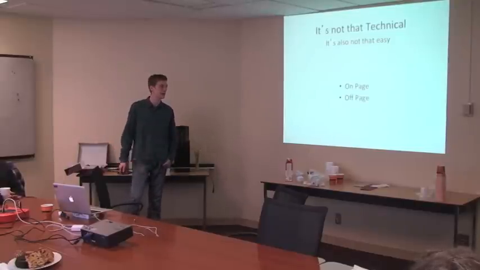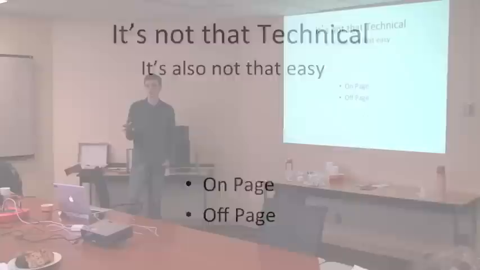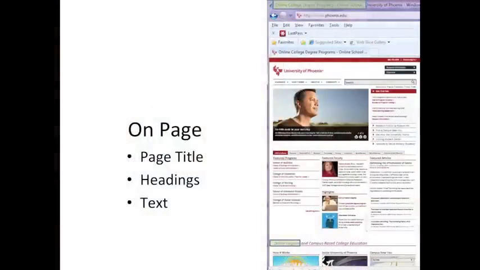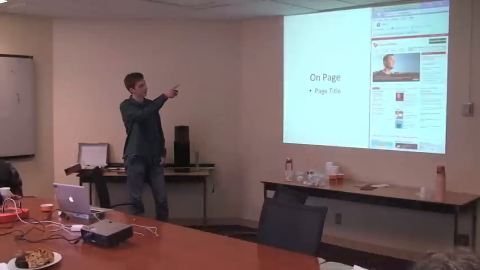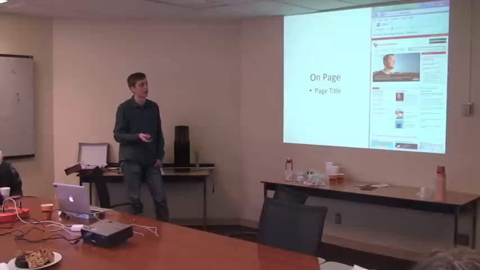And there's two main types of search engine optimization. One is on page, so your actual website, and the other one is off of your page. The on-page stuff that you can do, this is your most important one right up here at the top. That's your page title. So I'm using University of Phoenix as an example. They're the #1 online education source. So they are doing this, and they're doing it to a huge extent.